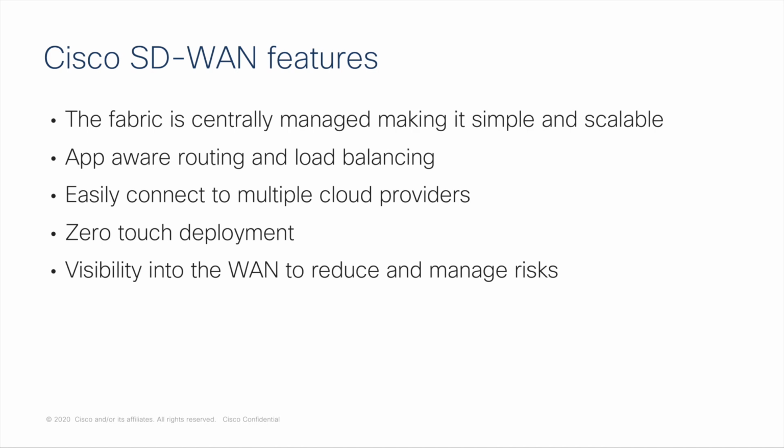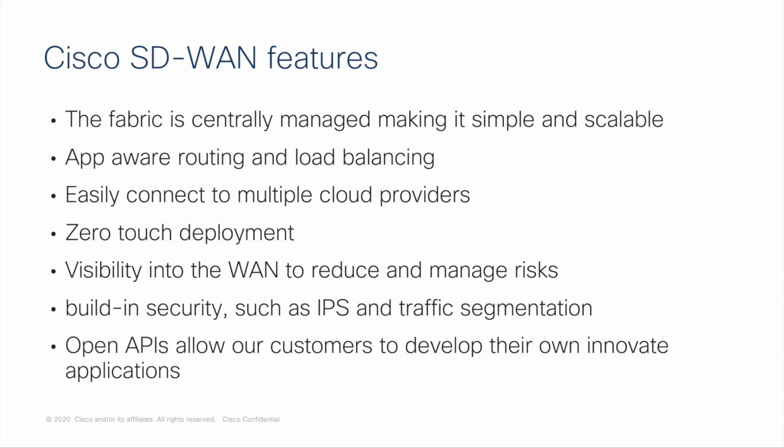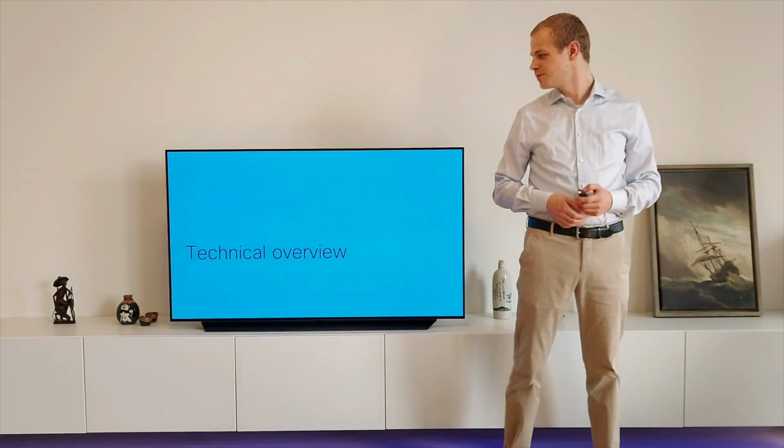Visibility into WAN allows admins to see what's going on in the network to reduce and manage risks of the WAN going down. Built-in security features such as an intrusion prevention system and traffic segmentation allow network admins to detect threats fast and segment classified traffic from public traffic. Open APIs allow our customers to develop their own innovative applications that can solve specific business needs. Let's dive deeper into the technology that makes all of this possible.